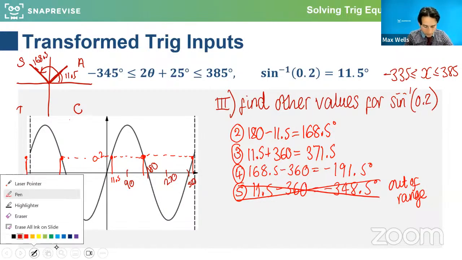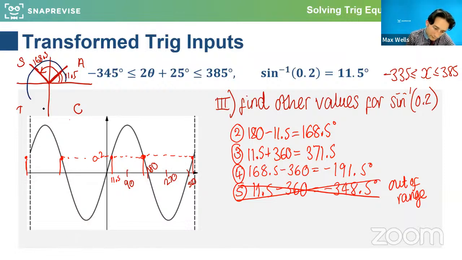The next value would be 360 plus 11.5, which would be 371.5. And also, if you went in a negative direction from 0, you'd get the first value as minus 180 minus another 11.5. So that would actually be this value here. And that's how you could use the cast diagram to navigate to them.